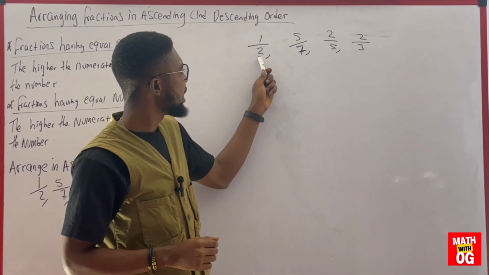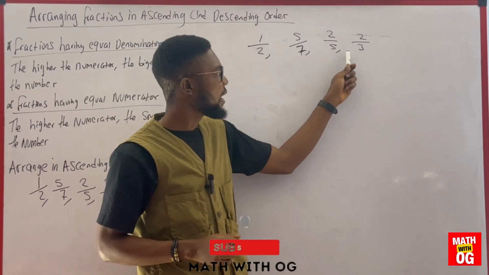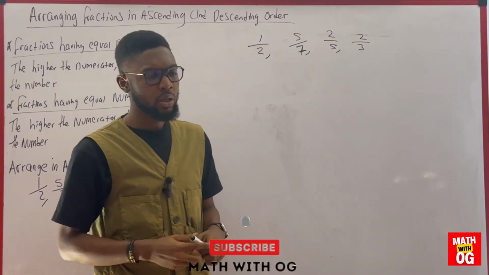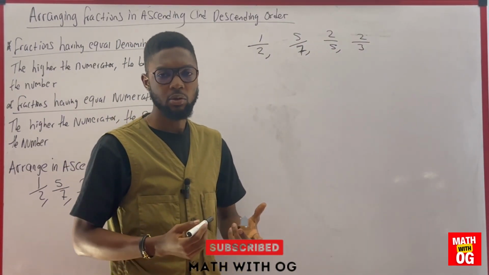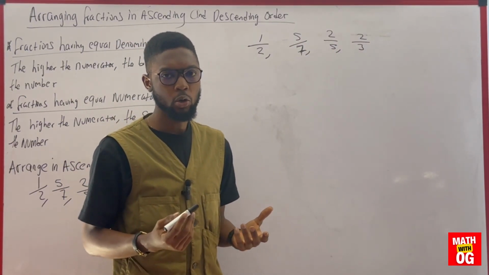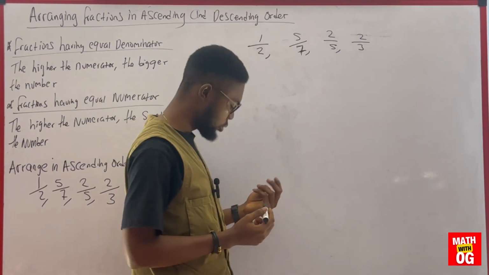If I look for the LCM of 2, 7, 5, and 3, I will get a value. Then I will change each of them to a fraction having that particular denominator. What do I mean? Let's continue solving.